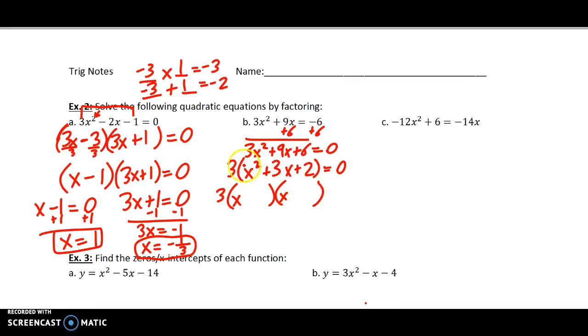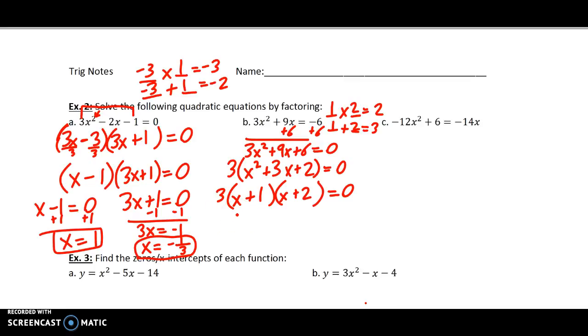I need two numbers that multiply to 1 times 2, which in this case is 2, and add to 3. So what multiplies to 2 and adds to 3 in the middle? Well, that's 1 and 2, right? They're both positive. So (x plus 1)(x plus 2) equals 0. Is there anything I can reduce in either of those? Nope, I can't divide anything in either of those. So I'm good to go.